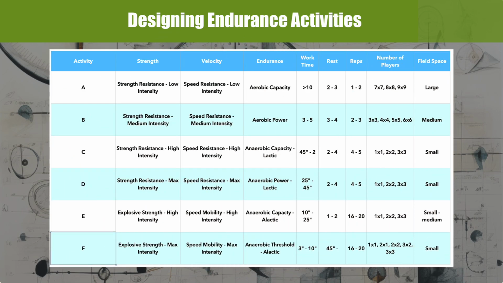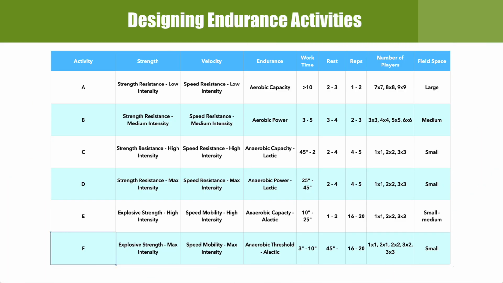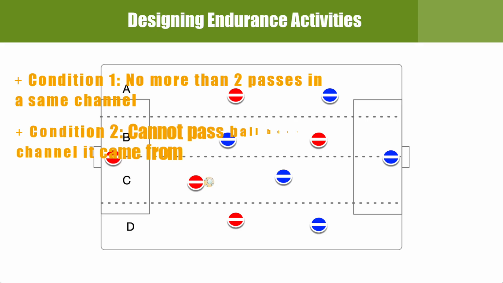All the activities from A to F can be used with the conditional method. All we have to do is impose a condition on the game, and we have brain endurance training. Let's explore a few examples. In this game, players have the following condition: no more than 2 passes in a given channel. Then, we can progress by adding another condition. Players cannot pass the ball back from the channel where the ball came from. With these two conditions in effect, our young players need to concentrate not just on the elements of the game, but also how many passes are given in a given channel and to what channel the ball can be played into.